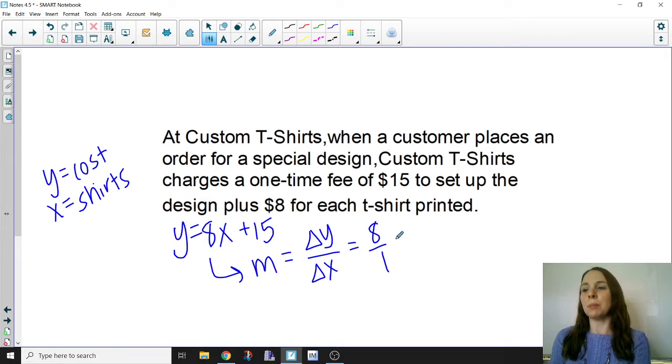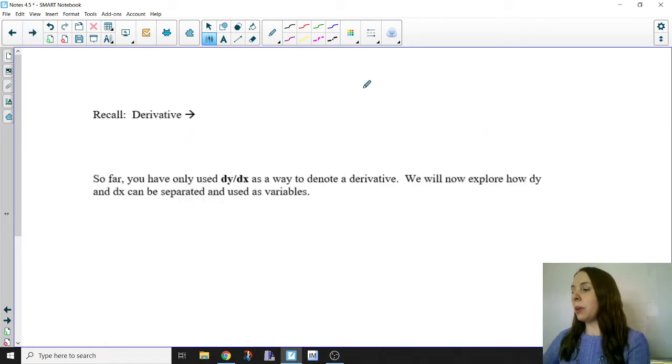What we need to be able to do is take this idea of a slope being a rate of change and apply that to derivatives. So what I want you to recall here: remember, derivative can be thought of as the way that you find the slope of a curve. Let's just write slope. Slope can be written as this formula, which I'm sure you've seen before.